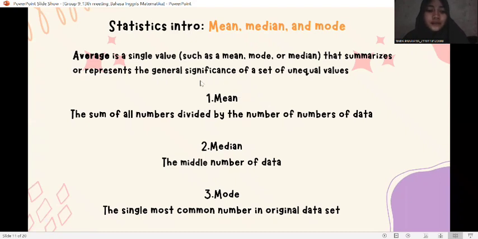1. Mean. Mean is the sum of all numbers divided by the number of data. 2. Median. The middle number of data. 3. Mode. Mode is the single most common number in the original data set.